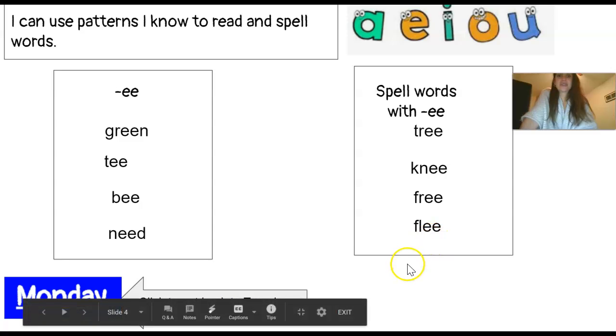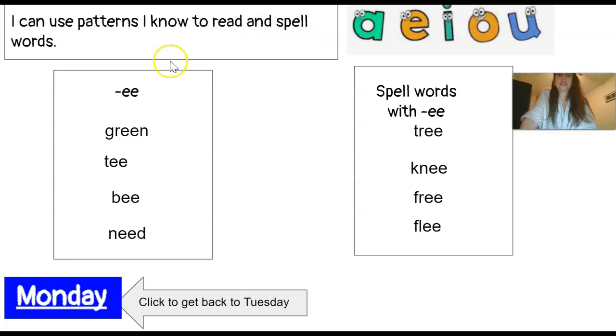All right, third graders, remember that you can use patterns you know to read and spell words. So our pattern that we are going to be working with this week is the long E, and two E's combined make that E sound. So use that pattern when you're spelling your new words today, this week.